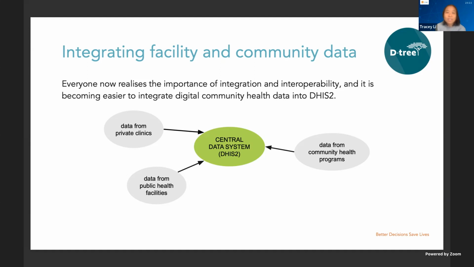So what that means is that this green circle in the middle of this diagram, this is what we now consider to be the central data system, that's DHIS2. And as standard, we have data from public health facilities going into that DHIS2 system. We can also have data from private clinics now going into that system if we work with private care providers. And now we can also relatively easily take data from community health programs and feed that into this central DHIS2 system.